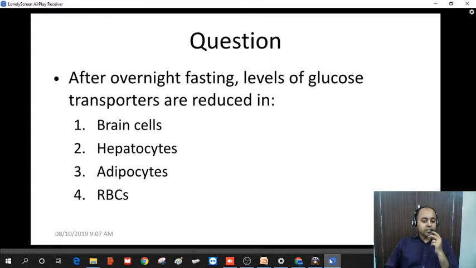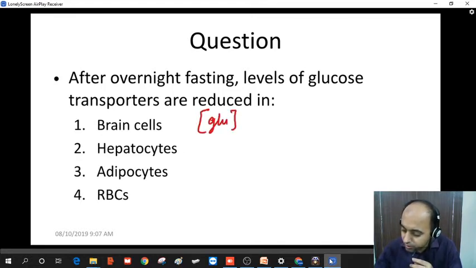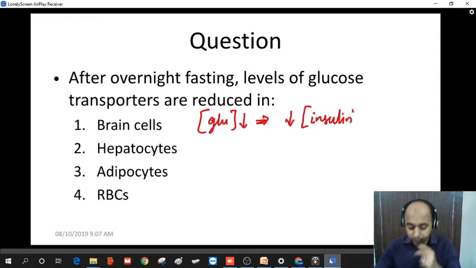Now, what you have to understand here: after overnight fasting, what will happen? The glucose concentration will fall. When the glucose concentration falls, there will be a decrease in insulin concentration. Therefore, you have to look at the tissue where the glucose transporter is dependent on insulin. Which glucose transporter requires insulin? The answer in that case is GLUT4.